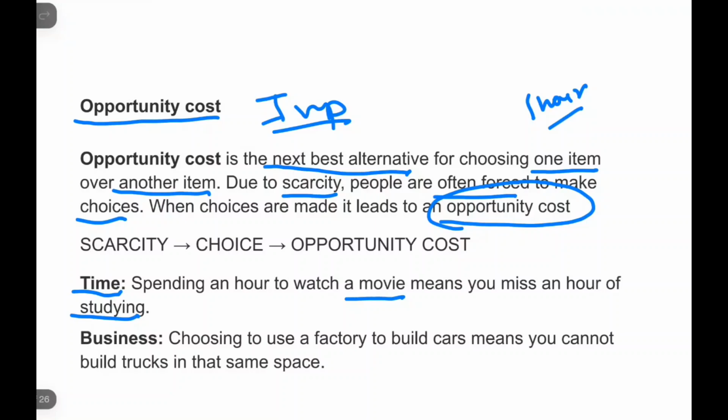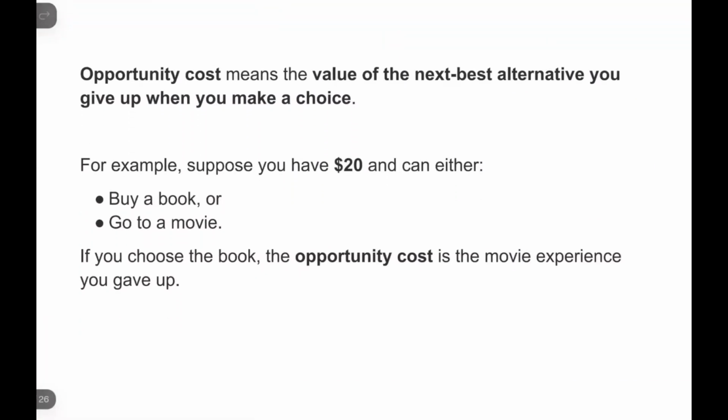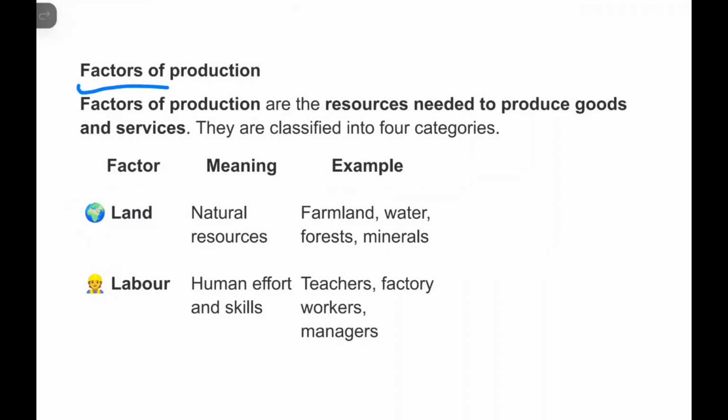In business, choosing to use a factory to build cars means you cannot build trucks in the same place. So either we can manufacture cars or we can manufacture trucks. We cannot manufacture both because resources are very limited. Opportunity cost means the value of the next best alternative you give up when you make a choice. For example, suppose you have $20 and you can either buy a book or go to a movie.